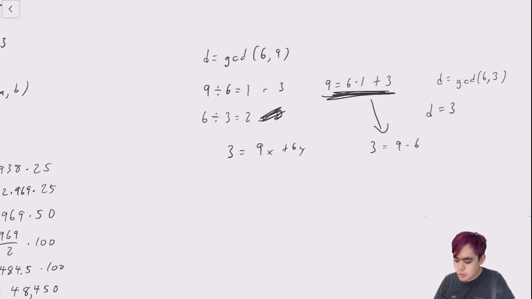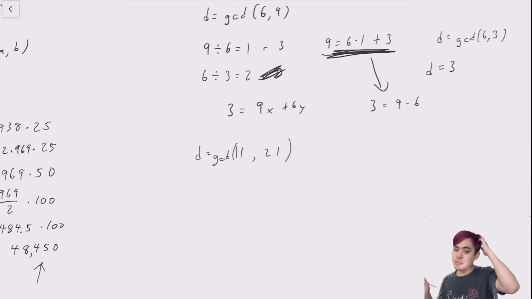Let's consider, let's say we have 15 and 21. Or no, let me think of a good number. Let's do 11 and 21. Okay? Let me see if this is slightly better. So we want to find D, the greatest common divisor of 11 and 21.